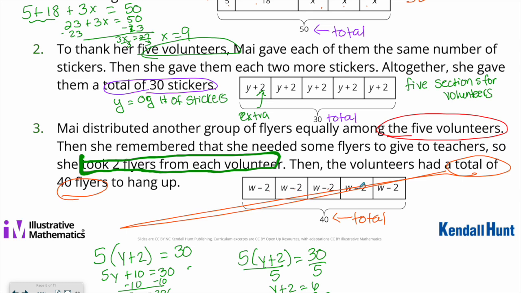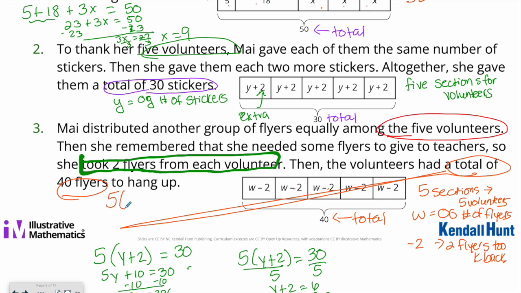1, 2, 3, 4, 5 sections to show the 5 volunteers. W is going to be our original number of flyers. And then the minus 2 are the 2 flyers she took back. So again, we have 5 groups of W minus 2 equaling 40.